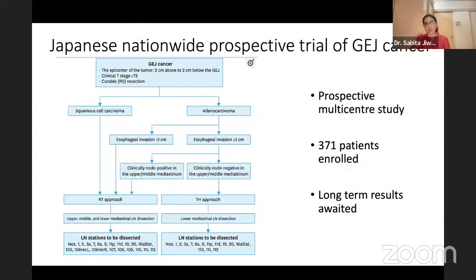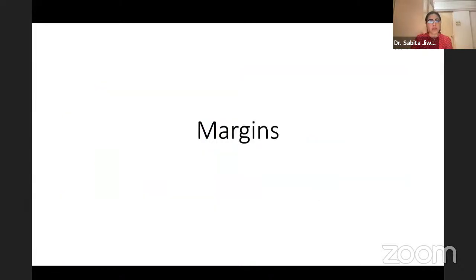They have enrolled 371 patients, and they are going to look at survival when you have an invasion of more than 3 centimeters or less than 3 centimeters. And whether the patient is clinically node positive in the upper or middle mediastinum or clinically node negative, they're going to randomize these patients to a right thoracic approach or a transhiatal approach. In a right thoracic approach, they're going to do a complete lymphadenectomy, and in a transhiatal approach, they will be doing only a lower mediastinal lymph node dissection. So the long-term results are awaited, and the other most important thing is margins.